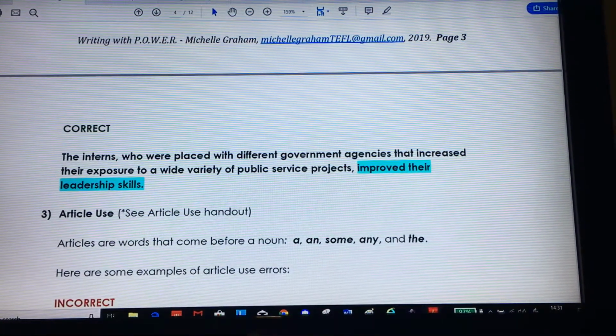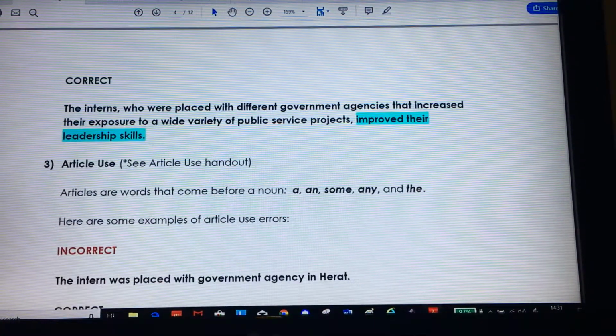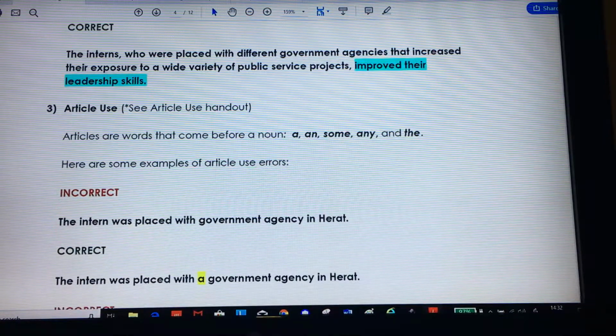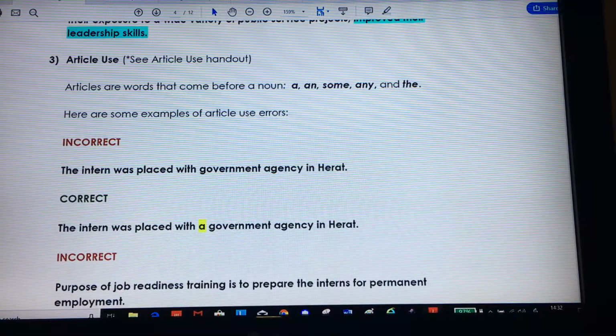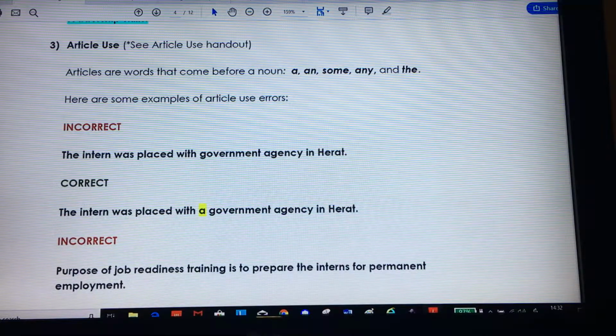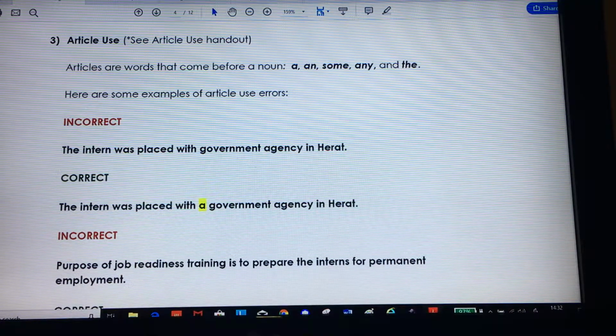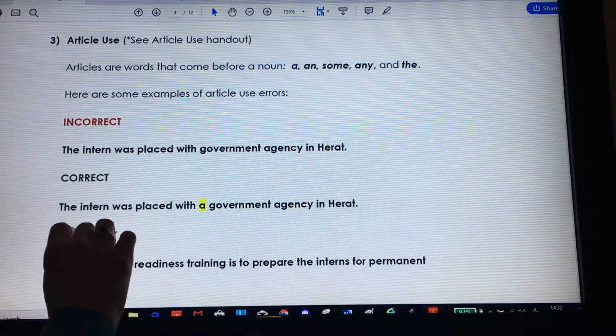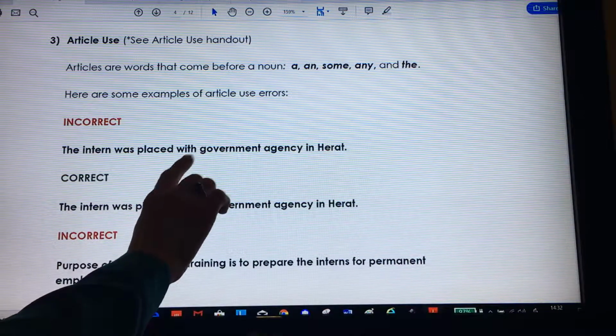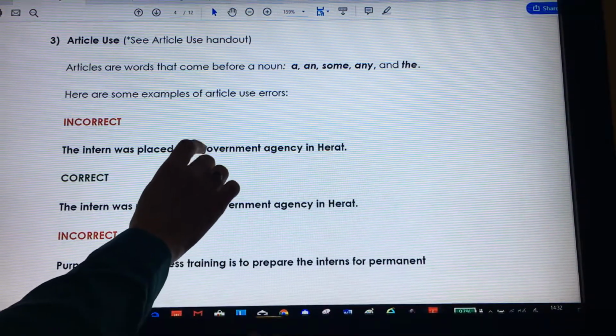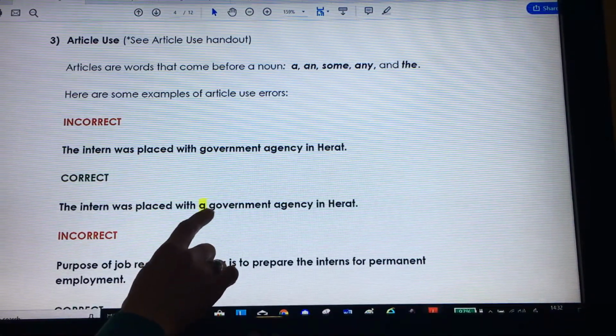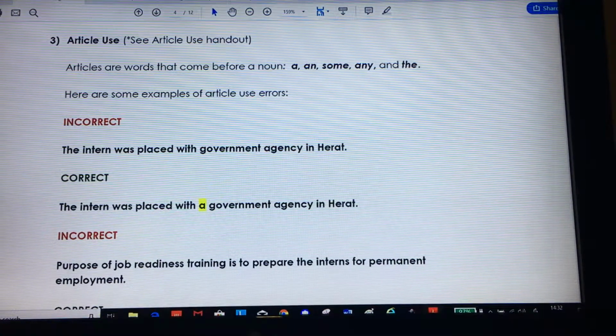The next sheet you have is article use. And especially with English language learners, sometimes I feel that English language learners might have a difficult time figuring out where to put an article and when to leave it out. So here are some examples here. The intern was placed with government agency in Herat. We need to have an indefinite article in front of that.